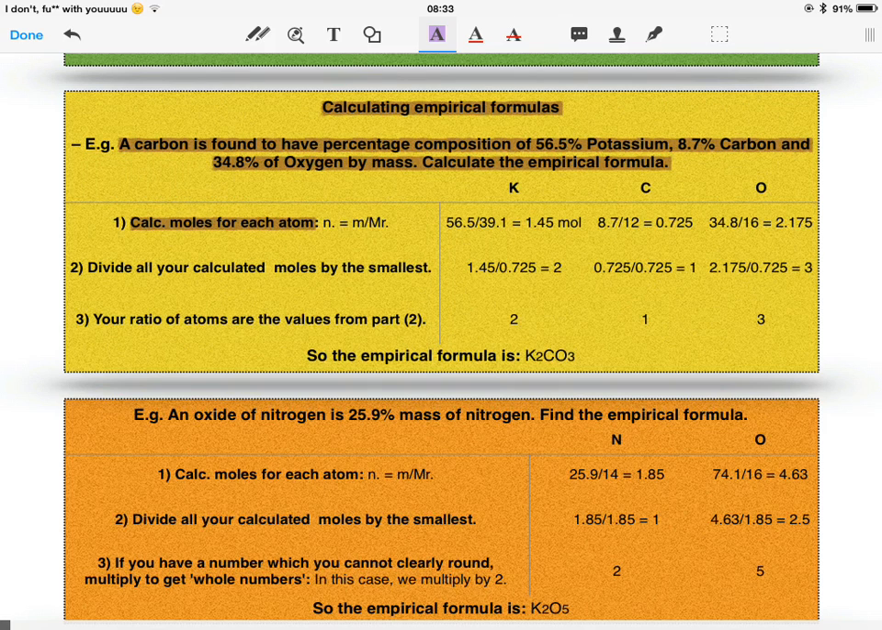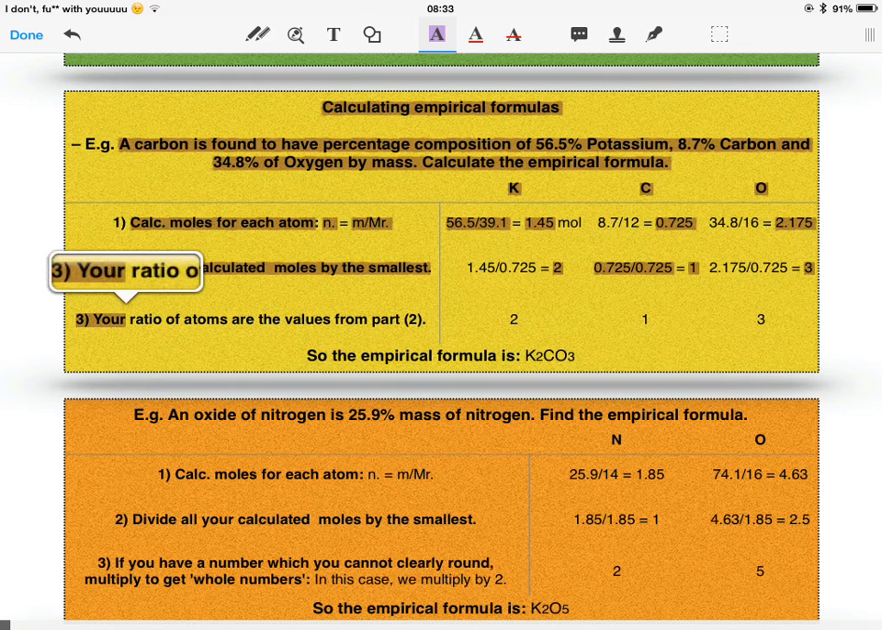So to do this, obviously remember the formula: number of moles equals mass over Mr. So for potassium, the mass is 56.5, the Mr is 39.1, use your periodic table, and the moles for this comes to 1.45. For carbon, we get 0.725 moles, and for oxygen, 2.175. The next step is we divide all of our calculated moles by whichever is smallest. So for potassium, we get a value of 2. For carbon, well, carbon is the smallest, so 0.725 divided by 0.725 gives us 1, and oxygen gives us 3.